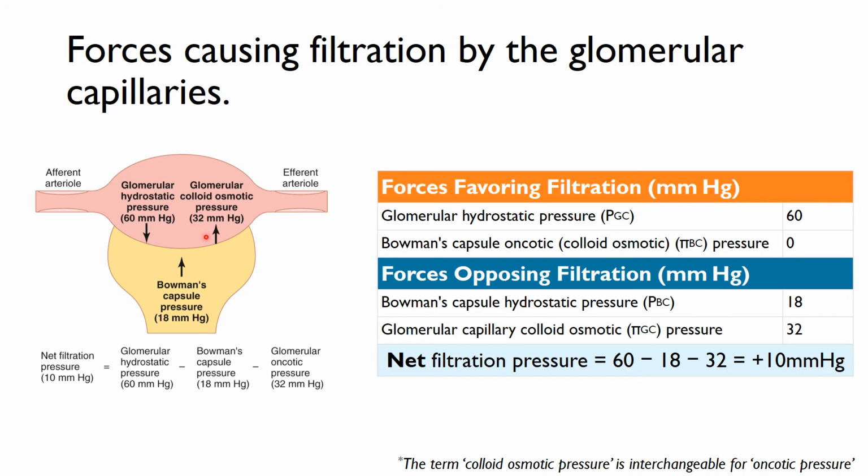So in order for filtration to happen, the value for the forces favoring filtration has to be bigger than the value of the forces opposing filtration. So if you insert these example numbers here, net filtration pressure equals glomerular hydrostatic pressure minus the hydrostatic pressure in Bowman's capsule minus the oncotic pressure within the glomerular capillaries, you get a number. And if you insert 60 minus 18 minus 32, you get positive 10. If you get positive 10, then that means that net filtration is happening. If you had a negative number, that would indicate net filtration is not happening.